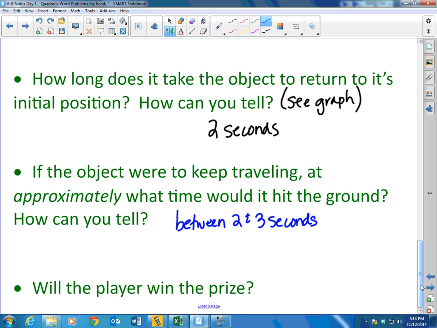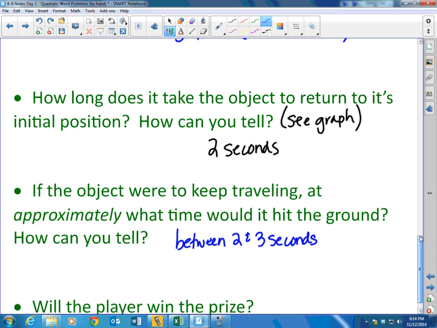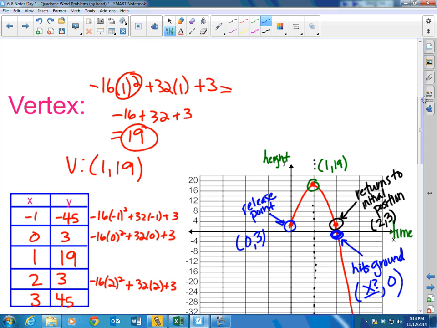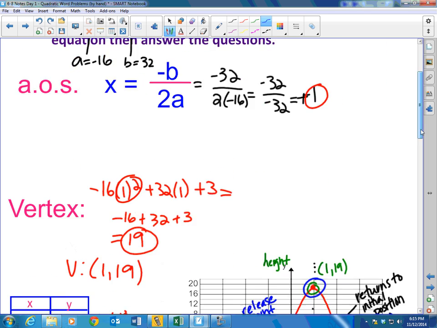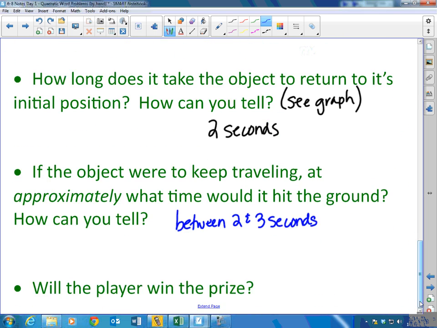The question is, will the player win the prize? And remember that the maximum height it hits is 19 feet up here. And in order to win the prize, they have to get to 20 feet. And so, no, they will not win the prize.